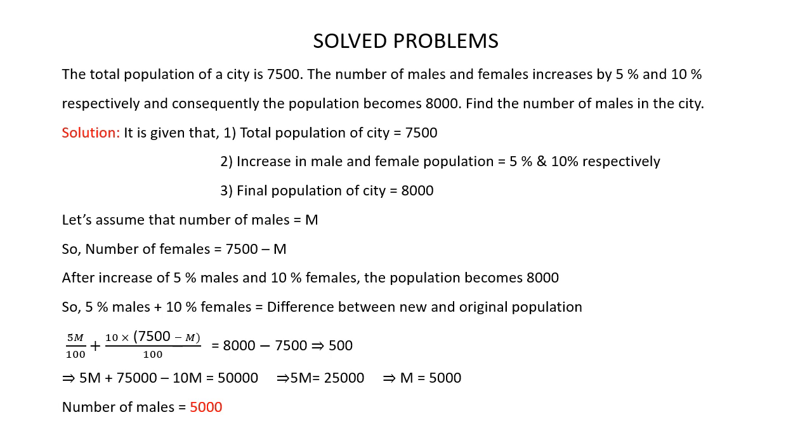It's given that after an increase of 5% males and 10% females, the population becomes 8,000. So the difference between the new population and the original population is due to the increase of 5% males and 10% females. So 5% males plus 10% females is equal to the difference between the new and the original population. Now we know that the number of males is M and the number of females is 7,500 minus M.